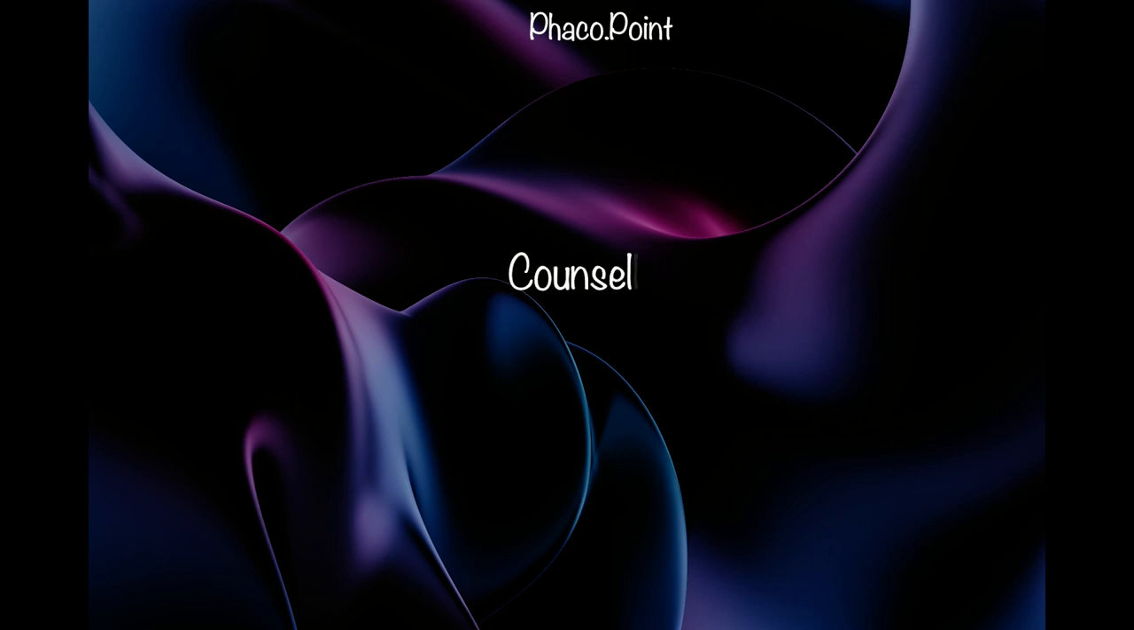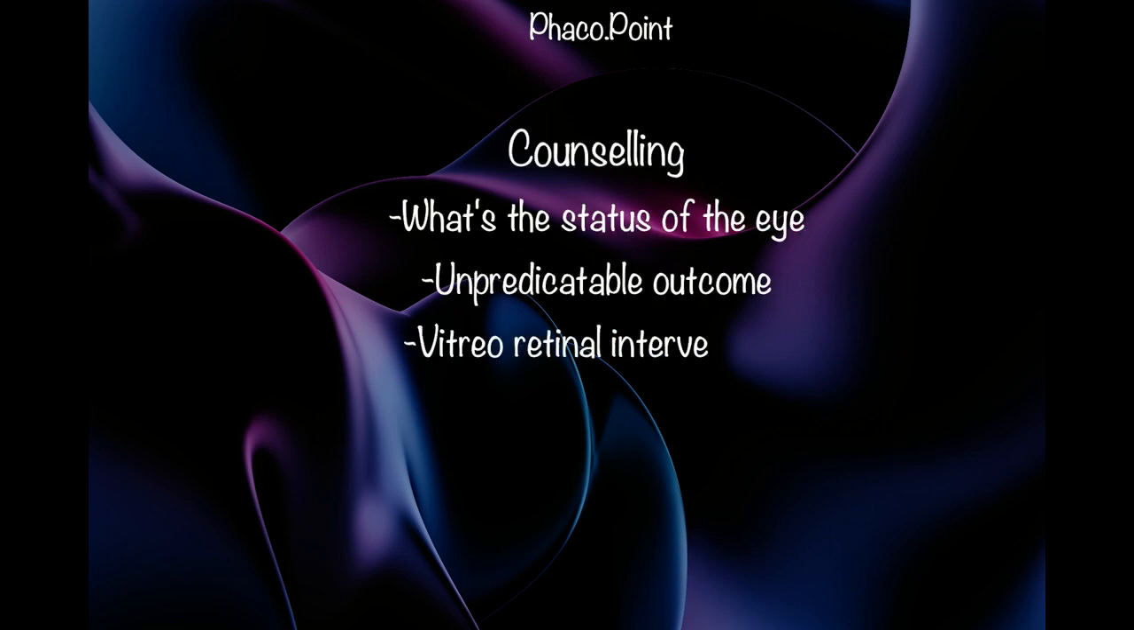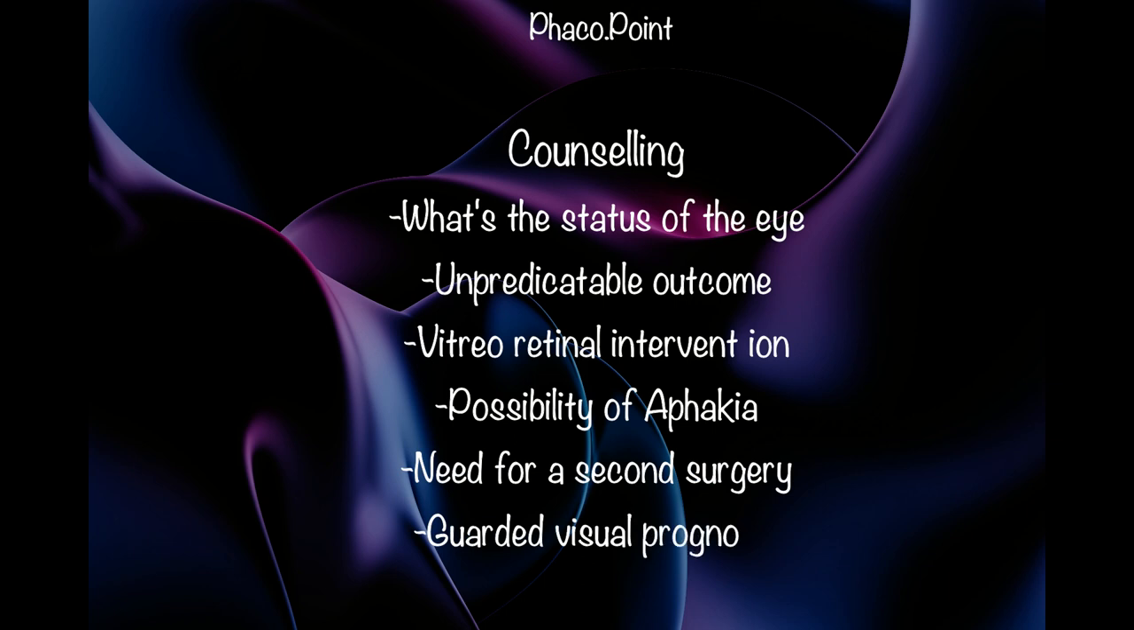It is very important that we sit the patient down and explain to them exactly what's going on. We need to counsel them in detail regarding the following. 1. What exactly is going on with the eye? 2. The unpredictability of the outcome when we take the patient up to do any corrective surgical procedure. 3. The need for any VR intervention and possibility of leaving the patient either aphakic or even requiring a second surgery at a later date. A guarded visual prognosis needs to be emphasized upon.